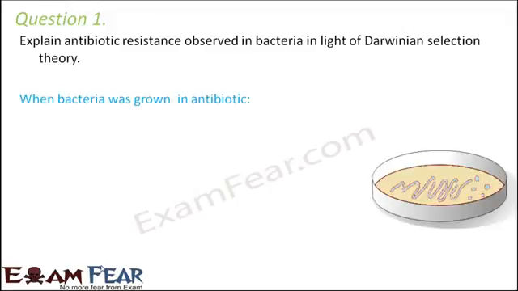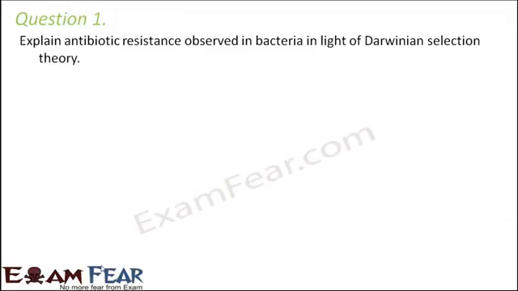Now, what did we learn in Darwinian theory? In Darwinian theory, we saw that nature always selects the fittest and nature always supports the fittest. So whichever trait gives a survival advantage, nature supports that. So that was the basic information given by the Darwinian theory. Now what happens when bacteria is grown in a medium with antibiotics?